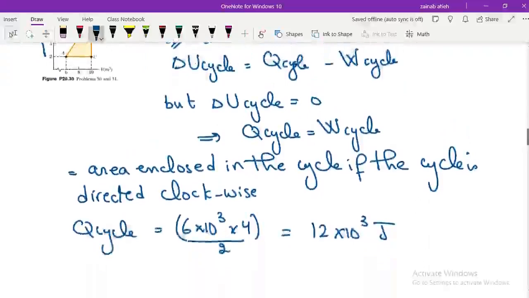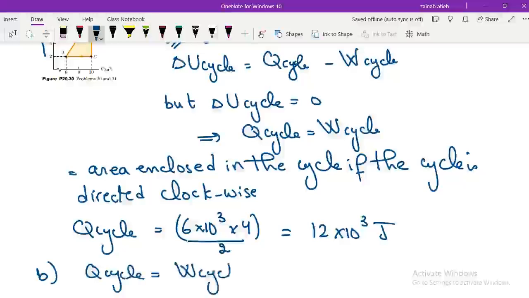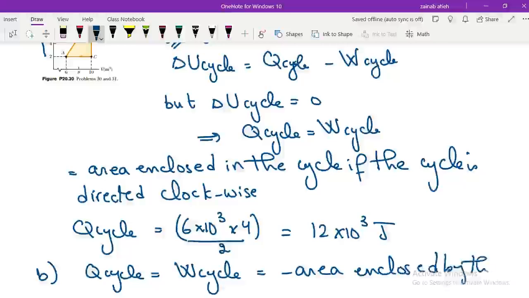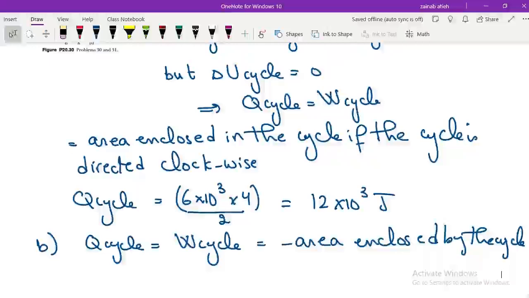arrows were reversed. So in this case everything will remain the same, but instead of Q cycle equals area enclosed by the cycle, it will be Q cycle equal to minus the area. So the Q cycle will be equal to the work of the cycle as usual, but the work of a cycle is equal to minus the area enclosed by the cycle. Okay, so minus the area, I will get minus 12 times 10 to the power 3 joule, and this is the Q of a cycle.